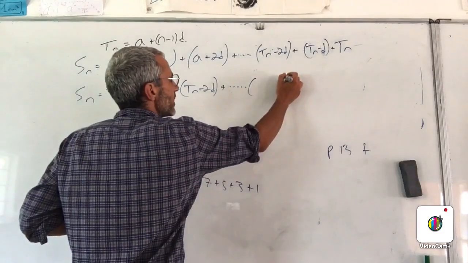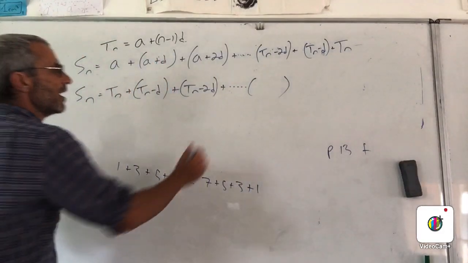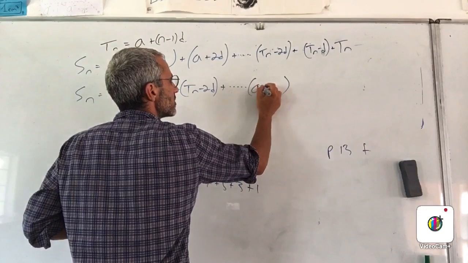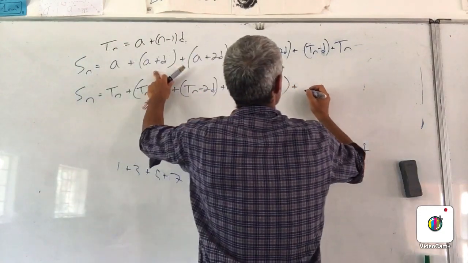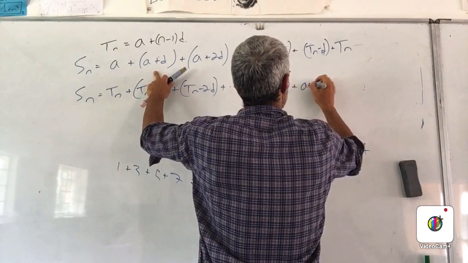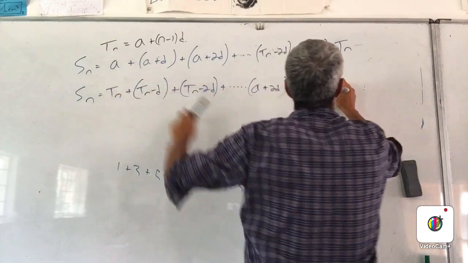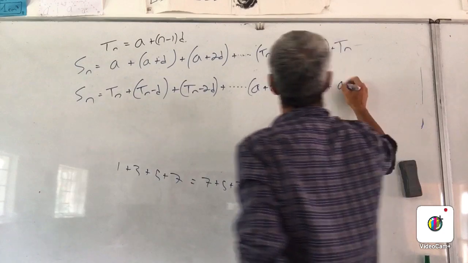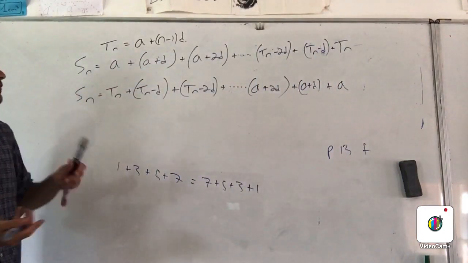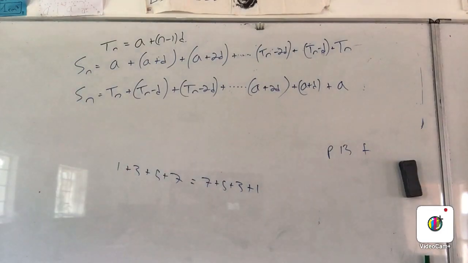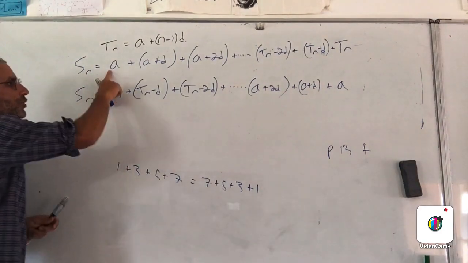And what will I write here? A plus 2D plus A plus D plus A. Can you see what I've done? All I did, I just changed the order. Okay? The first term became last.